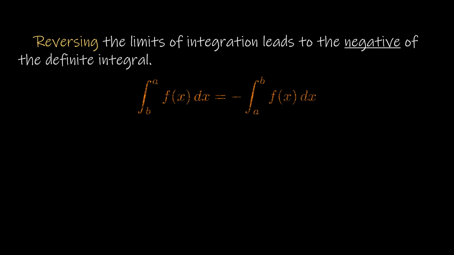Reversing the limits of integration leads to the negative of the definite integral. That is, taking definite integral from b to a is the same as taking the negative of the definite integral from a to b.